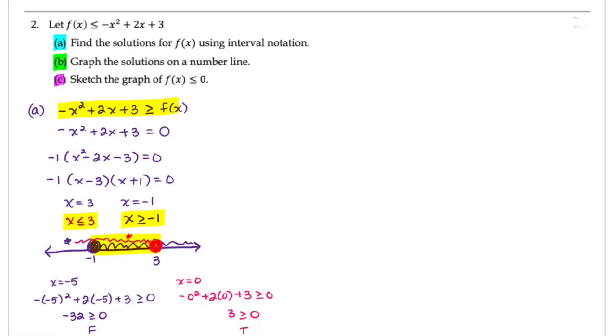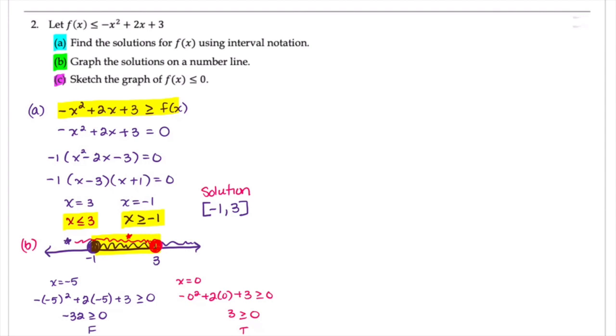And we want to represent our solution using interval notation. So I am going to say from -1 to 3, including those values. Part B, I already did. I sketched it on my number line.